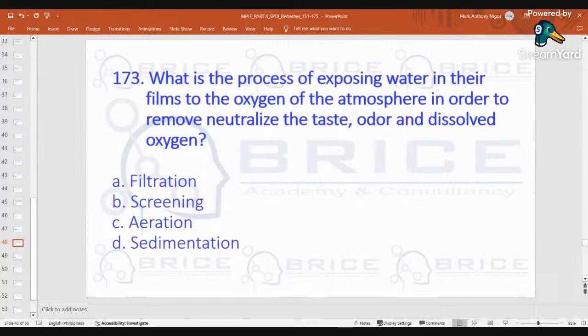173. What is the process of exposing water in thin films to the oxygen of the atmosphere in order to neutralize the taste, odor, and dissolve oxygen? A. Filtration. B. Screening. C. Aeration. D. Sedimentation. The answer is C. Aeration. Aeration is the process of exposing water in thin films to the oxygen of the atmosphere in order to neutralize the taste, odor, and dissolve oxygen. The answer is aeration.